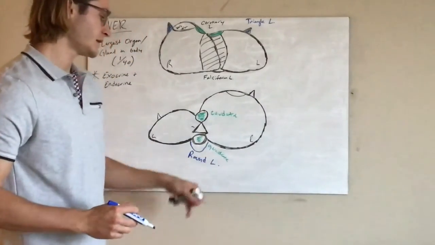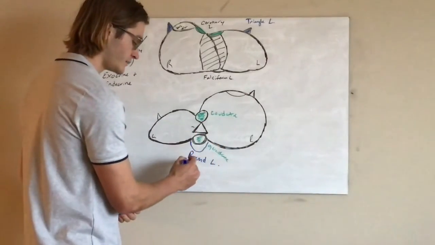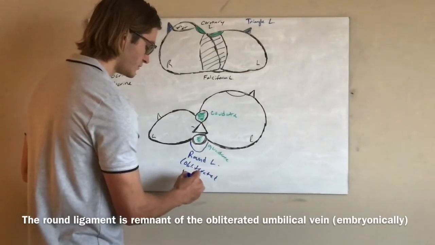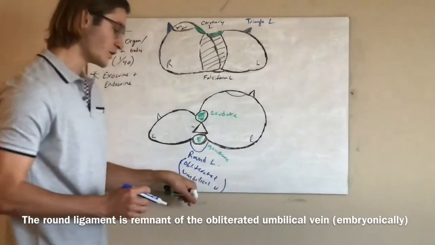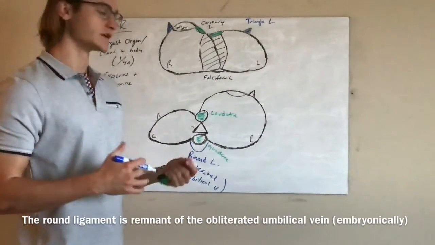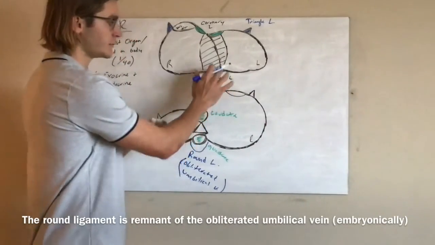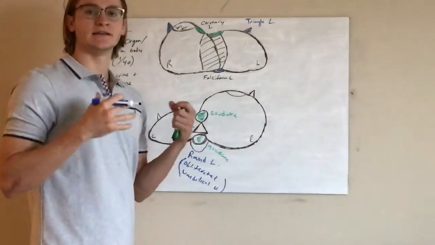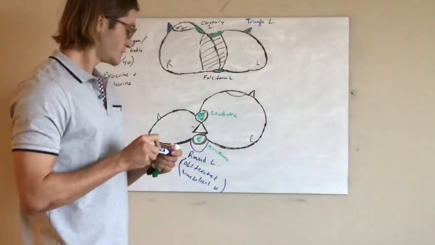The round ligament comes embryonically from our obliterated umbilical vein. The remnants of the obliterated umbilical vein become our round ligament, which you can see right here too. You'll see the round ligament anteriorly as well. So the round ligament is the remnant of the obliterated umbilical vein.